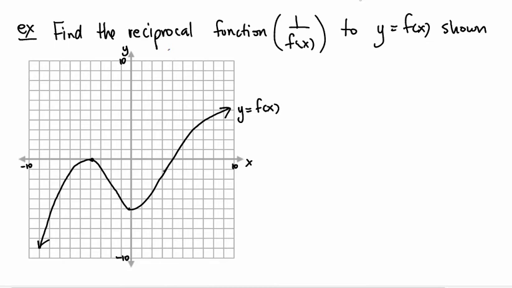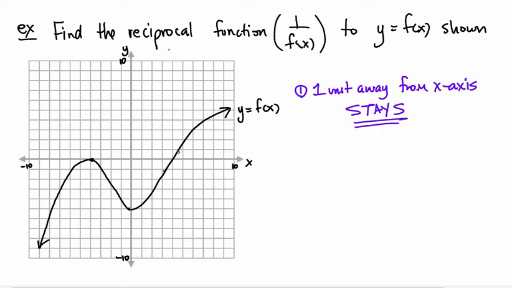And here are the steps to doing this and how they relate to the steps that we looked at for what reciprocal values are. So the first step is identify any points that are 1 unit away from the x-axis. And those points stay where they are. So 1 unit up is right here, 1 unit down is right here, there's another unit down here, and another unit down right there. Those points are called invariant points. Invariant points stay exactly where they are.